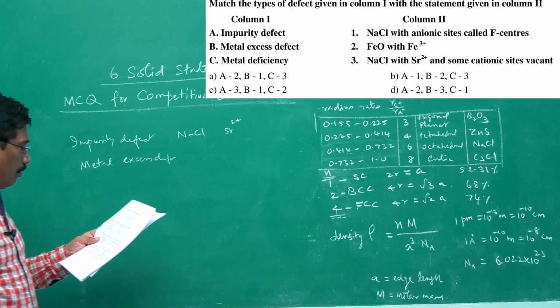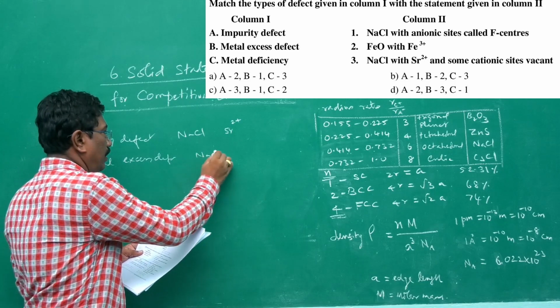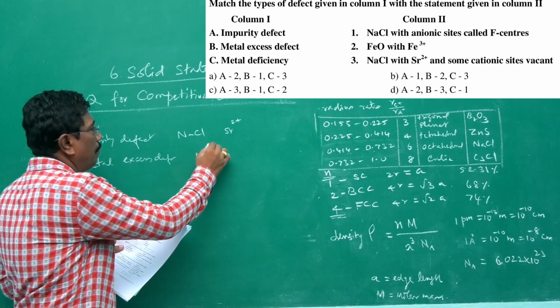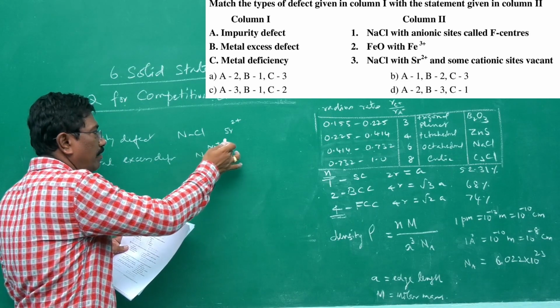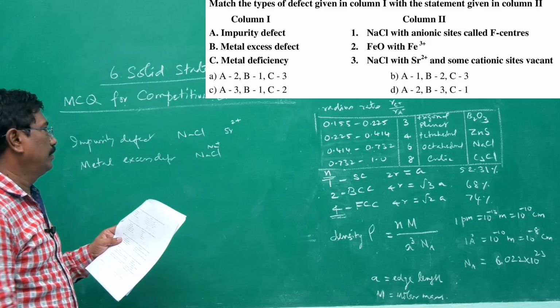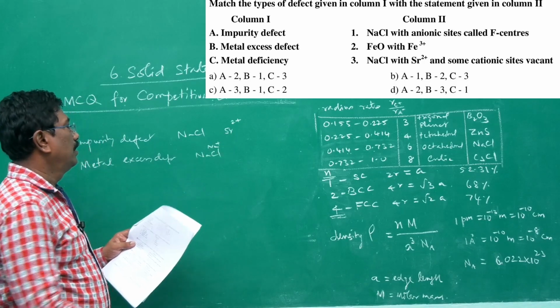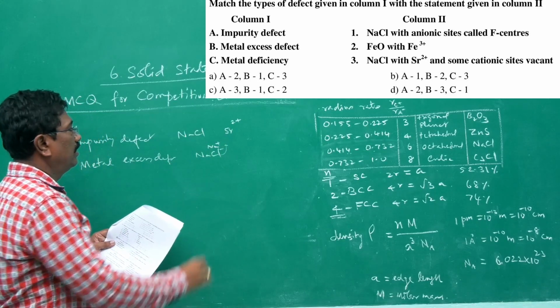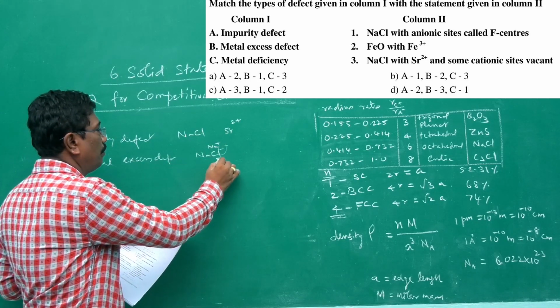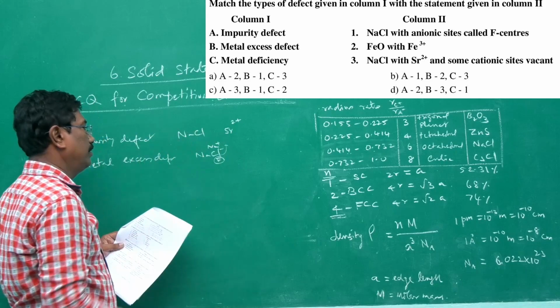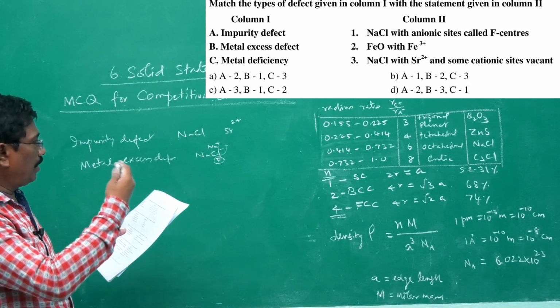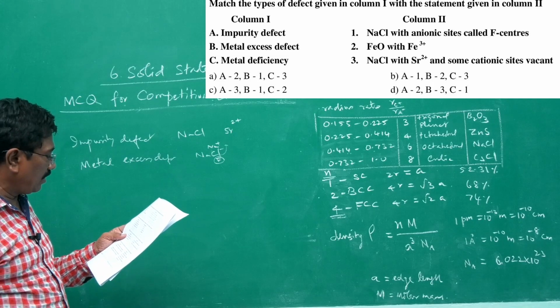When sodium chloride is heated with sodium, Na plus ions are obtained from sodium vapor. It loses an electron and therefore Cl minus may go over to this place. A vacancy is created, an F center will be created, and the electron will get in. But we will be having excess of sodium ion and therefore it is said to be a metal excess defect.